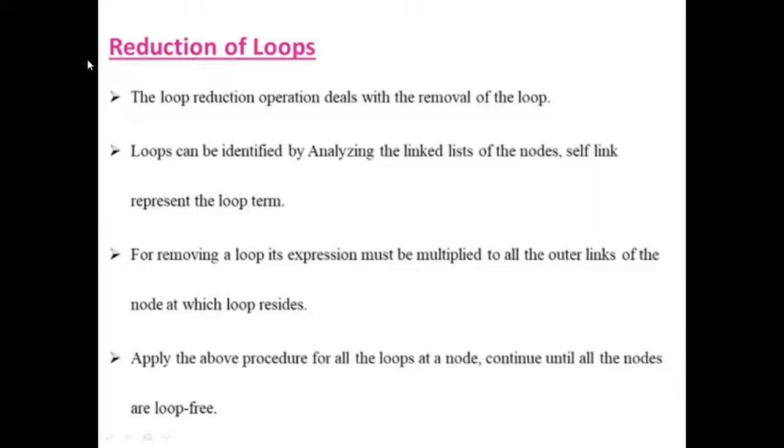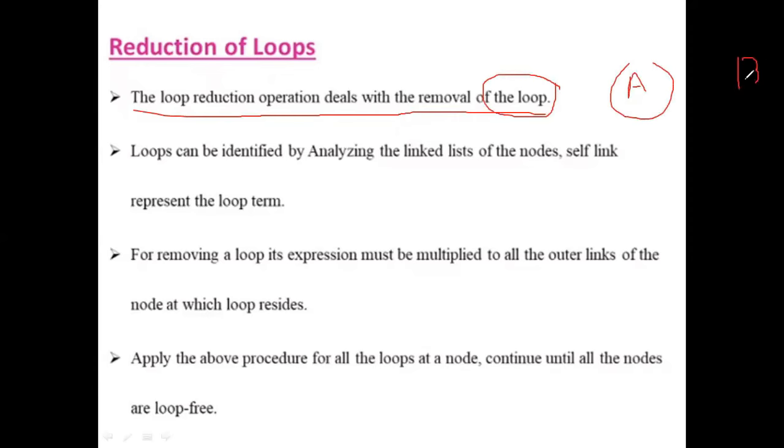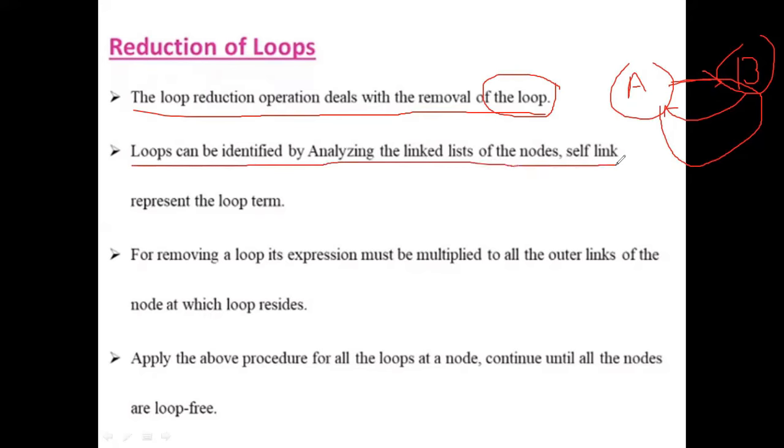The reduction of loops. The loop reduction operation deals with the removal of a loop. That means if there is any self loop, you are going to remove these loops. What is the loop here? For example, this is also a loop, where the transition comes back to A only. This we call a loop. Loops can be identified by analyzing the linked lists of the nodes, with self-link representation as the loop terms.